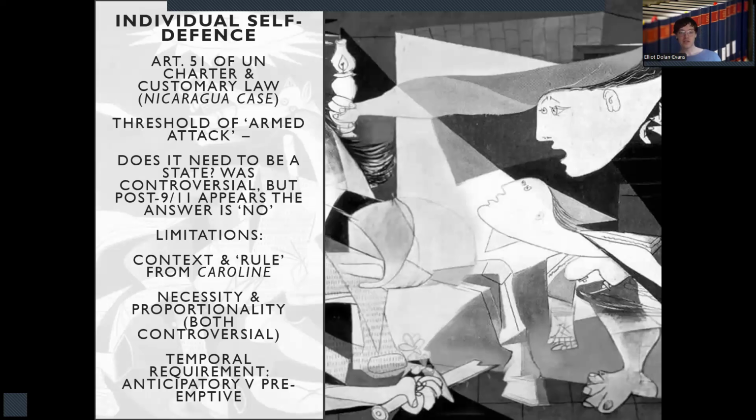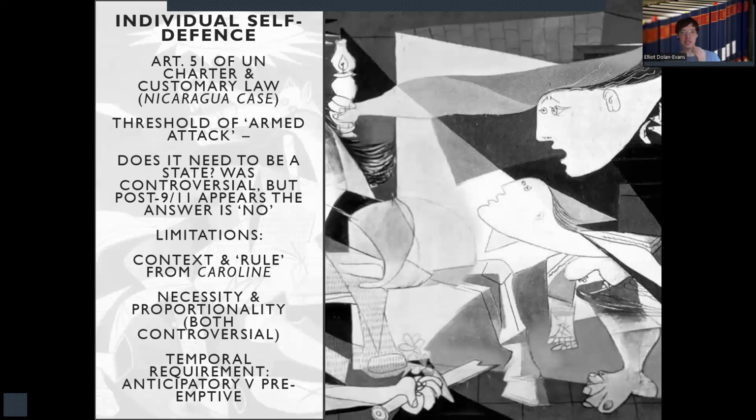Now, preemptive self-defense is another controversial point of self-defense. And again, Article 51 provides the right of self-defense if an armed attack occurs. But there's nothing really in the Charter or other documents that guides us on the temporal meaning of this requirement. So a literal reading of this would suggest that an armed attack needs to be physically occurring or has occurred in the recent past with some kind of continuing defense necessary.